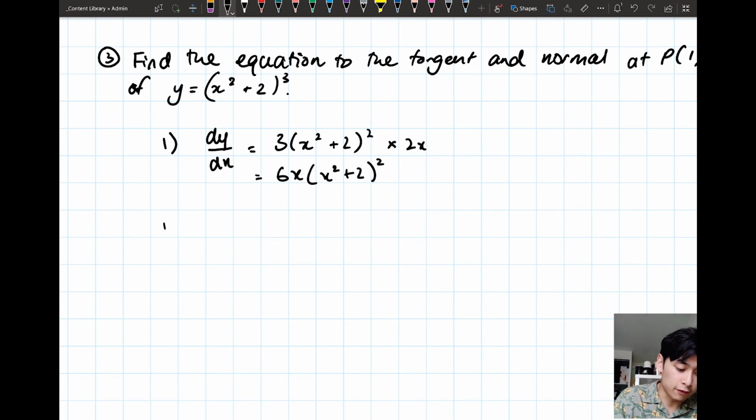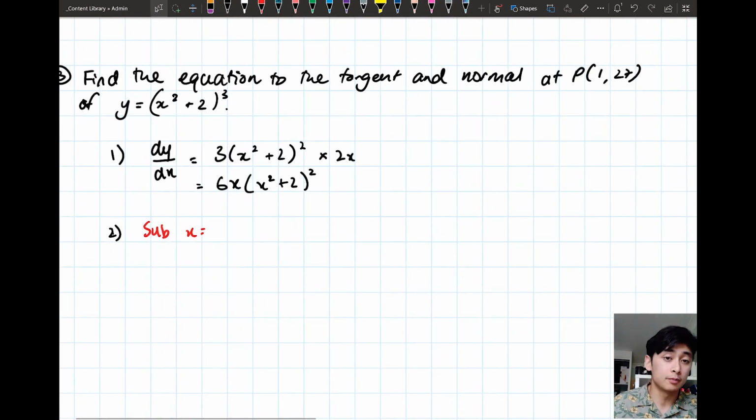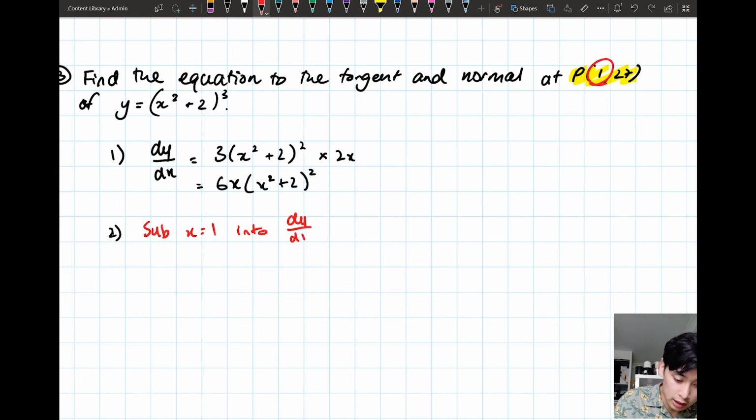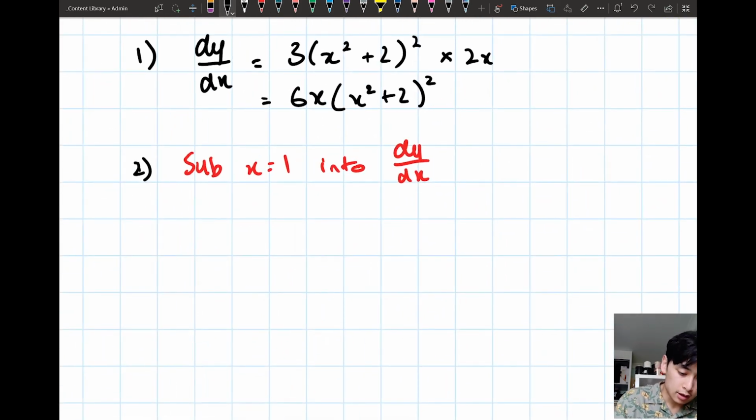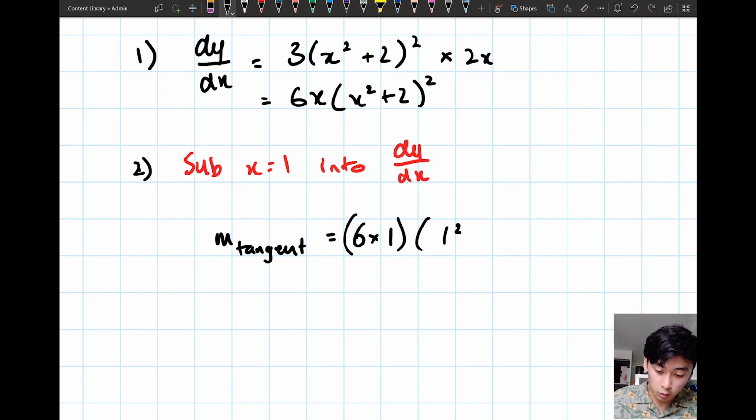Now that we've done that, to find the gradient of my tangent, I'm just going to sub x is equal to... well, what's my x value? My point is (1, 27), so I'm going to substitute the x value of 1 into my derivative dy on dx. So I'm going to get m of my tangent is equal to 6 times 1 times (1 squared plus 2) squared. So it's 6 times 3 squared, which is 6 times 9, which is 54.